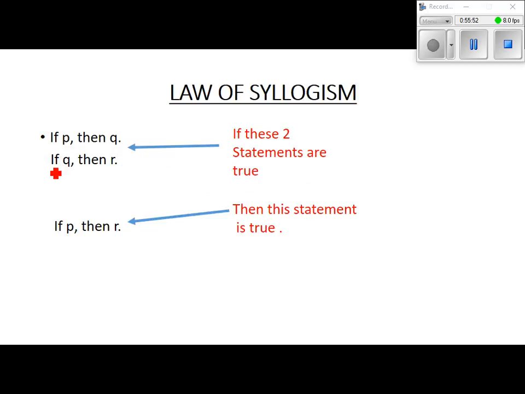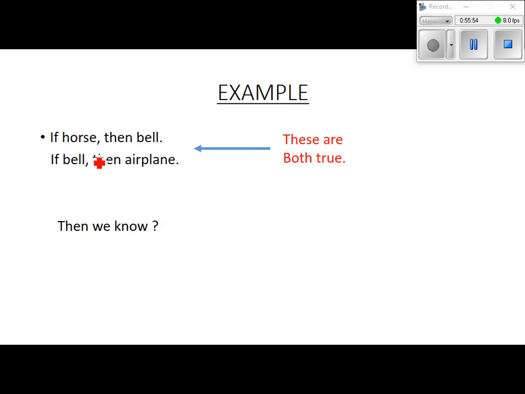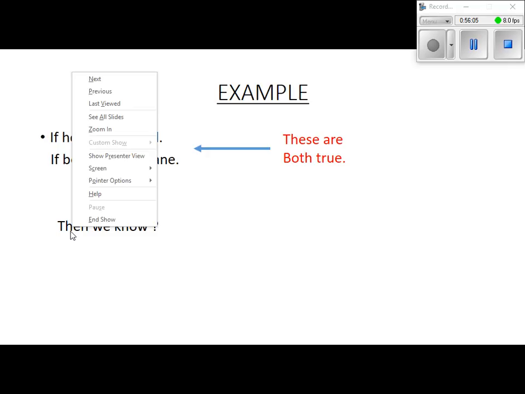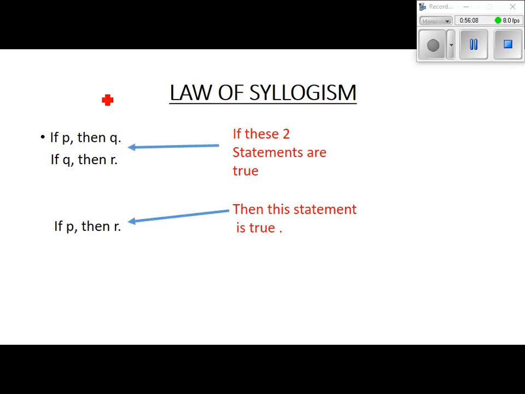All right, law of syllogism. Write this down. This one's a little tougher. Actually, it's probably easier. Law of syllogism. You're going to start off being given two statements. And if they're telling us that those two statements are true, then we're going to make a decision or come up with a conclusion off of that.